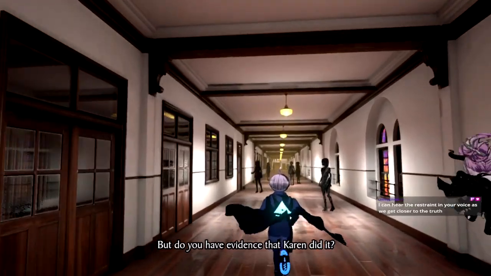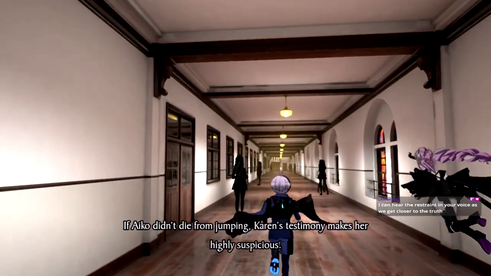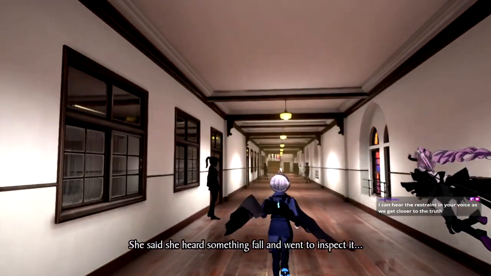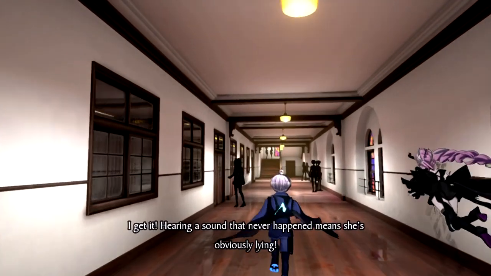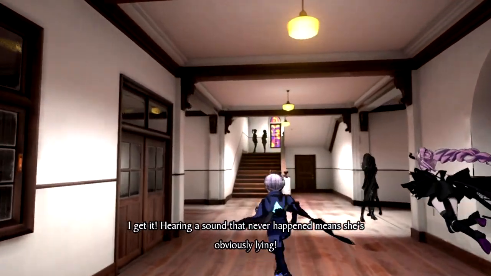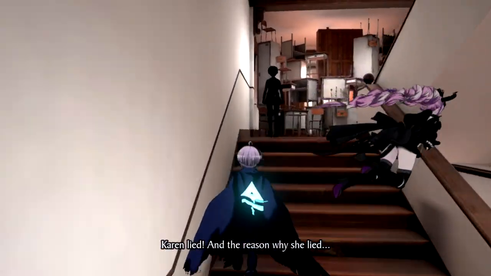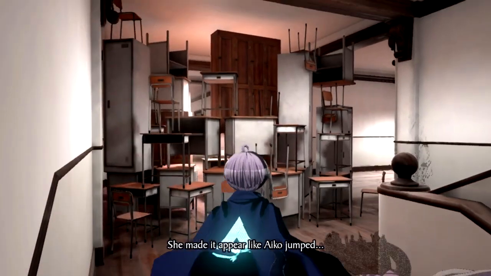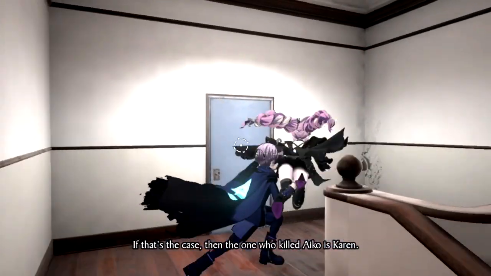But do you have evidence that Karen did it? Aiko didn't die from jumping, and Karen's testimony makes her highly suspicious. She said she heard something fall and went to inspect it. I get it. Hearing a sound that never happened means she's obviously lying. Karen lied. And the reason why she lied? She made it appear like Aiko jumped. If that's the case, then the one who killed Aiko is Karen.